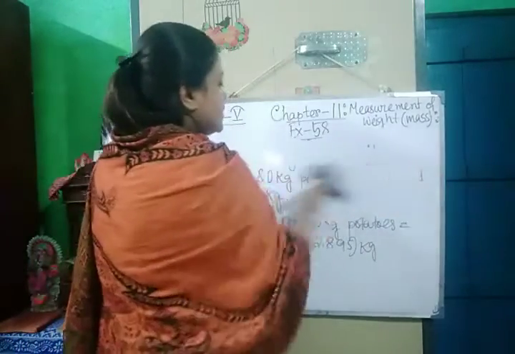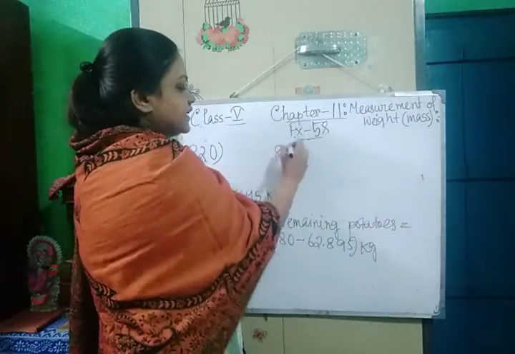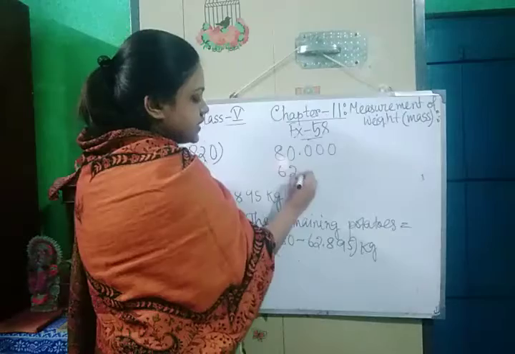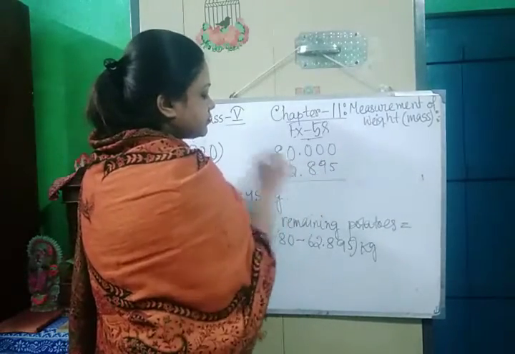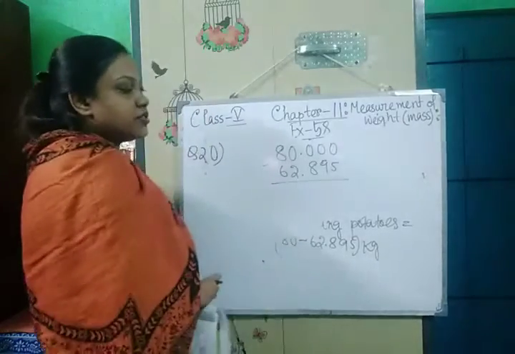Okay, so now we will do subtraction here. I am arranging them in column. So 80 kg means 80.000, and 62.895 kg. So now we will do the subtraction.